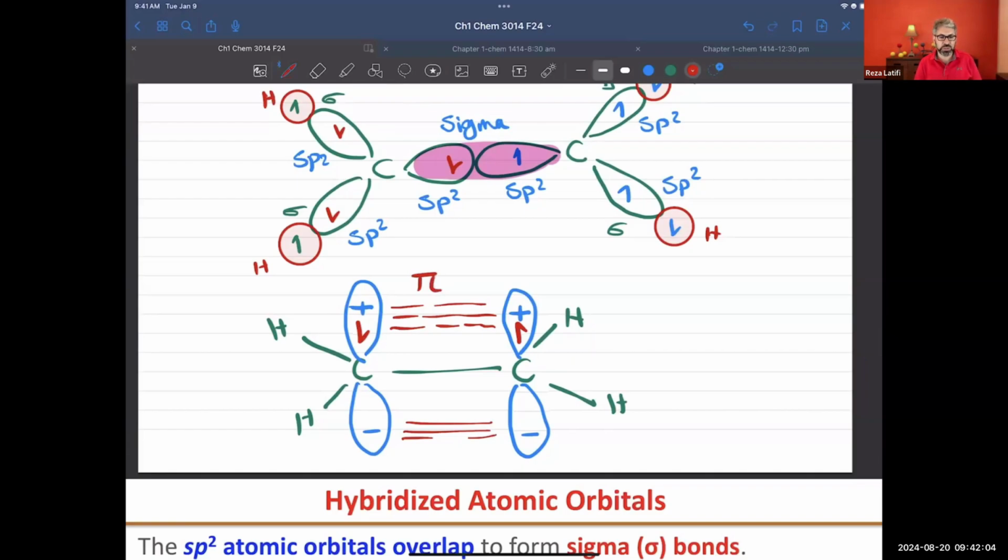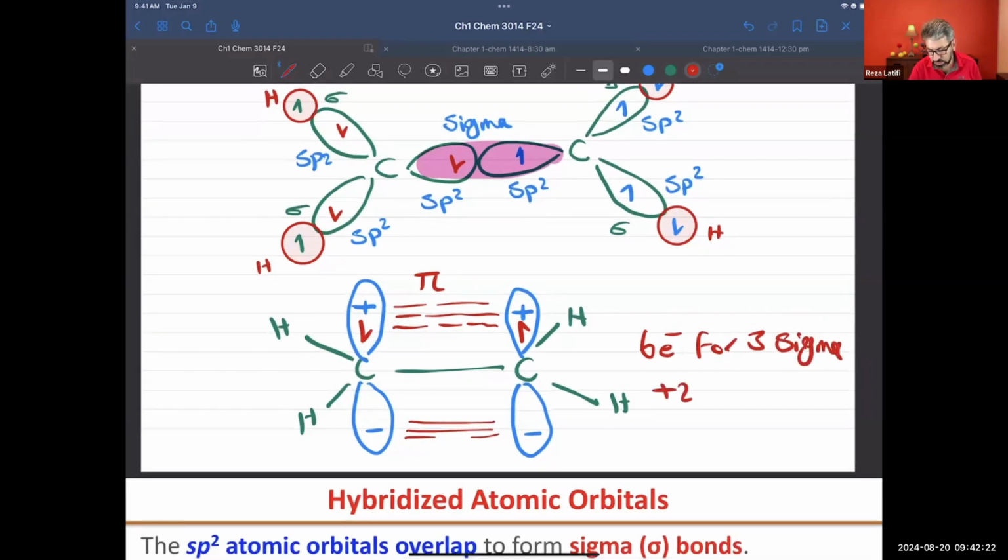So each carbon has 3 sigma bonds. Through the 3 sigma bonds it will get 6 electrons, 6 electrons for 3 sigma, plus 2 electrons for a pi bond, and that's going to be equal to 8 electrons, and it will make carbon acted.